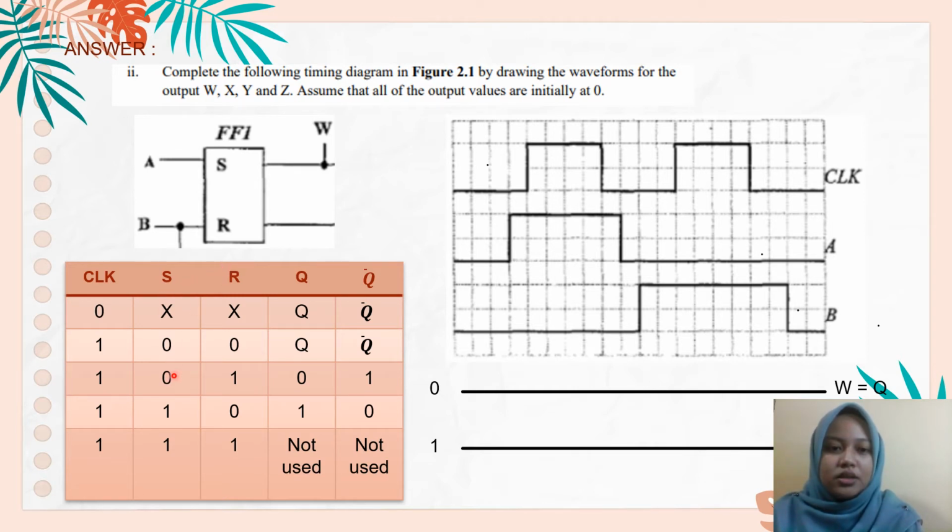S0, R1, Q0 and Q bar is 1, which stands for reset. And S1, R0, Q1, Q bar 0 stands for set. Okay. S1, R1, Q and Q bar not used.